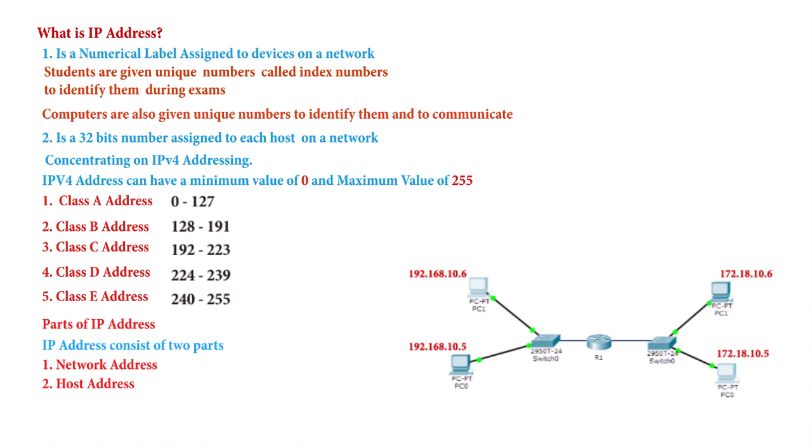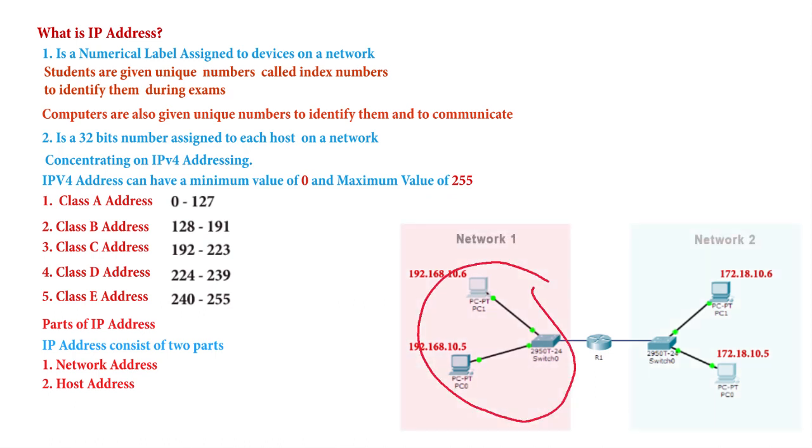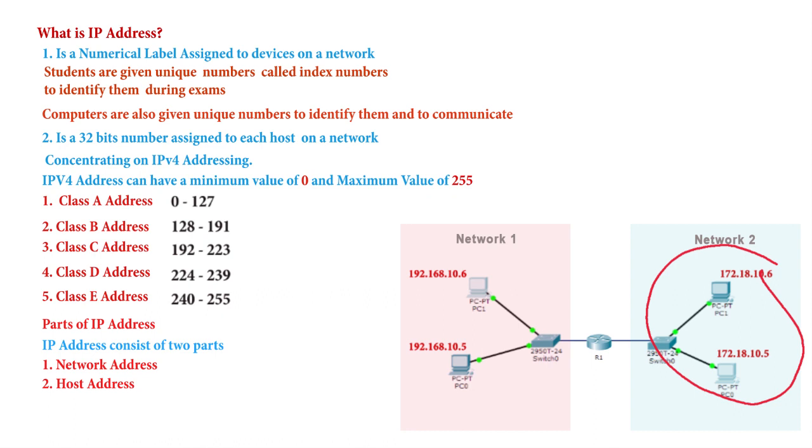Before we continue to see how IP addresses are split, we have to understand what network address and host address do. Considering this simple network as an example, we have this network group 1 and this network group 2. If this host intends to send a packet to this host, that would not be any big deal because they are both part of the same network.